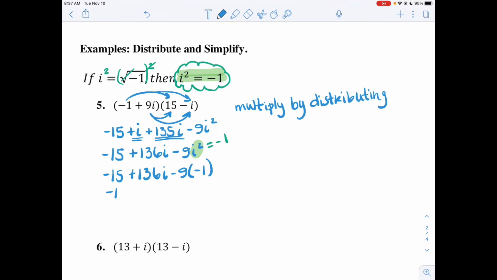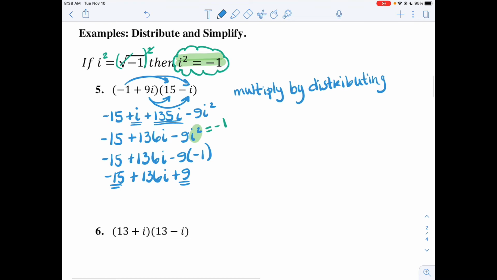I have -15 plus 136i. -9 times -1 is a positive 9. And now I have some like terms that I can combine one more time. Remember that standard form says that we need to write the real part first, the part without the i. So -15 plus 9 is a -6, and then we have 136i. This is in standard form, the a plus bi form.